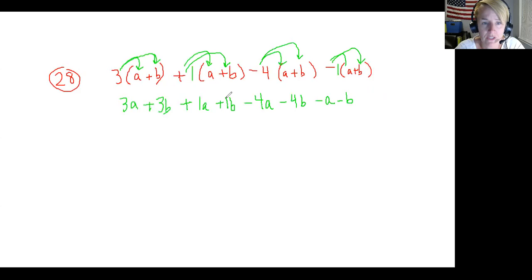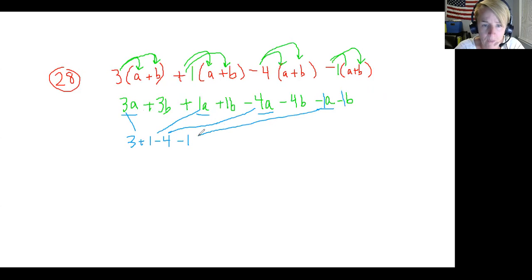Now I can combine like terms. Here's A, and A. So I have essentially 3 plus 1 minus 4 minus 1. Hopefully you can see that: my 3, my 1, my 4, and this is the same as saying 1A, and my 1. So 3 plus 1 is 4, minus 4 is 0, minus 1 gives me a negative 1A. So I have a negative 1A if I combine all my A's.